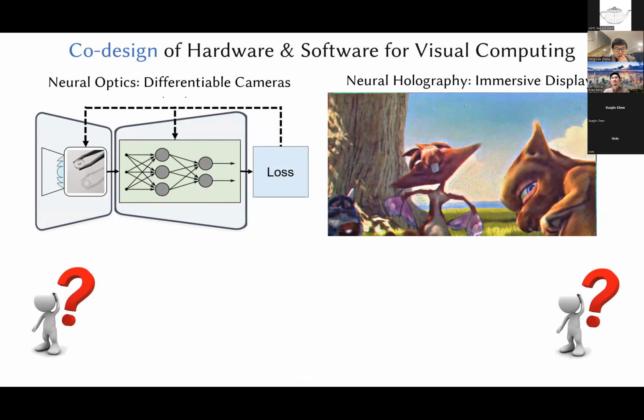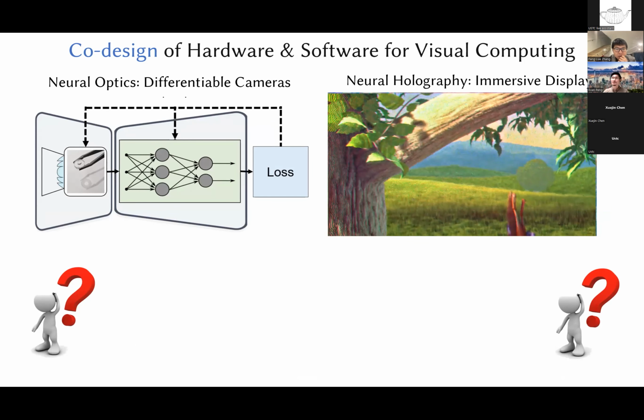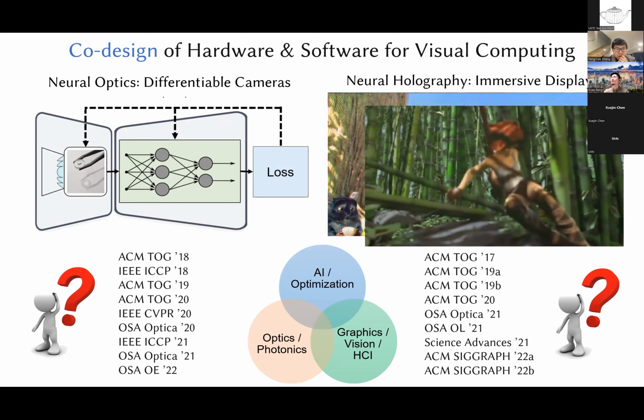The core methodology behind this kind of research is to enable the joint design, or the co-design, of hardware and software. Under this high-level concept, my research could be characterized as these two branches: neural optics for cameras, and of course, neural holography for immersive displays. I've been so lucky to have some nice work coming out for both ends here, incorporating optics, AI, computer graphics, and computer vision advances. Today I'm going to briefly share some of them, taking the journey of Wizard Bunny.